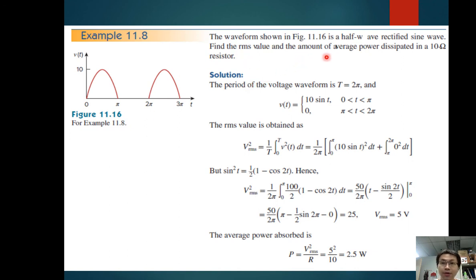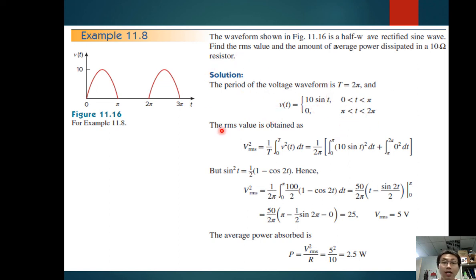Another example is a half wave. So we need to find the period first. So v(t) is actually 10 sin t from 0 to pi, and then another part is 0. Then it will repeat.